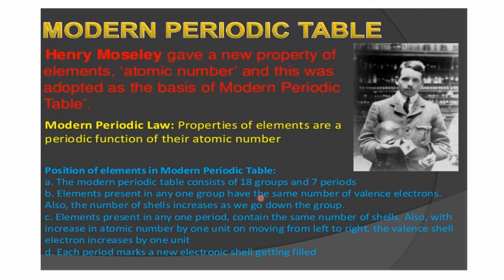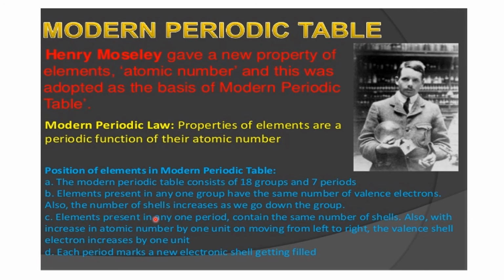And in Mendeleev's table, the groups are divided into A and B. Here it's not divided, but they are individually 18 groups. The next point: elements present in any one group have the same number of valence electrons. So he proposed that elements present in any one group, that is, it may be an element of the first group or the 10th group. The elements which are present in the first group have the same number of valence electrons, and the elements which are present in the second group have a different number of valence electrons. In the same way, the elements which are present in the 10th group have a different number of valence electrons.